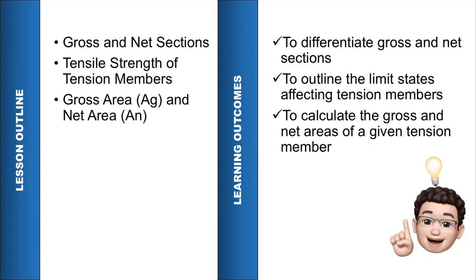Okay, so main goal or outcome natin after this lecture are as follows. You differentiate gross and net sections to outline the limit state affecting tension members. And then lastly, to calculate gross and net areas of a given tension member.